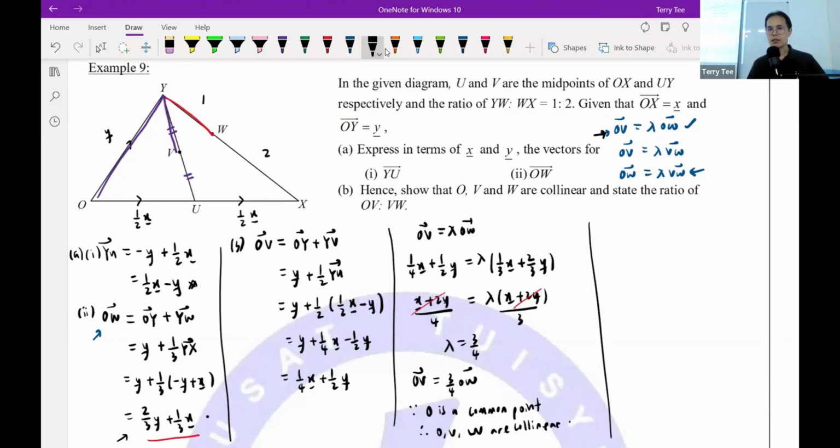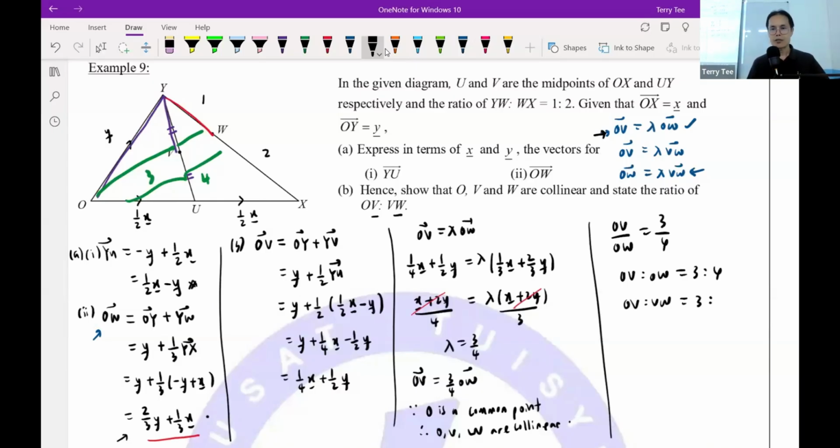Okay, one last thing. State the ratio OV:VW. Now, we know OV:OW is 3:4, meaning this one is 3, the whole thing is 4. So what is OV:OW? 3:4. So what is OV:VW? OV:VW will be 4 minus 3, you get 1, right? The ratio will be 3:1.